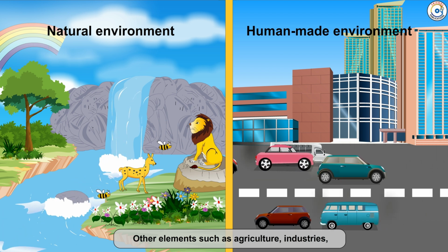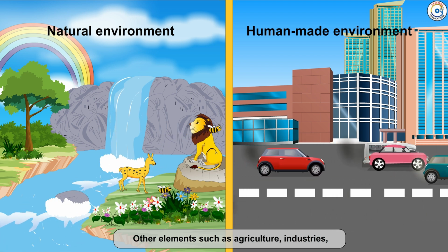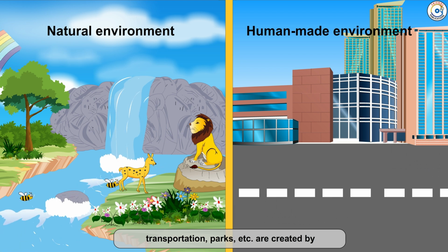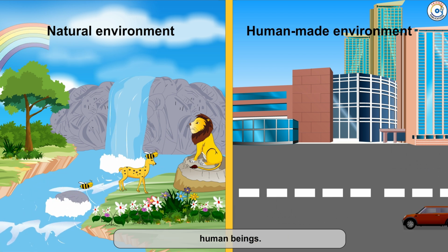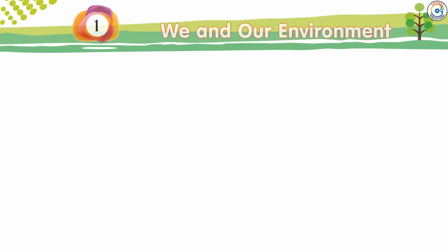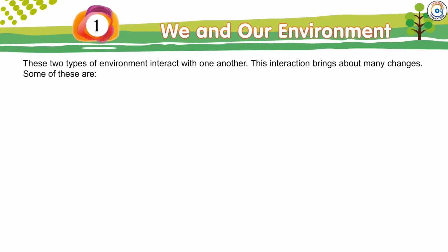Other elements such as agriculture, industries, transportation, parks, etc. are created by human beings. Hence, they constitute the human-made environment. These two types of environment interact with one another. This interaction brings about many changes.